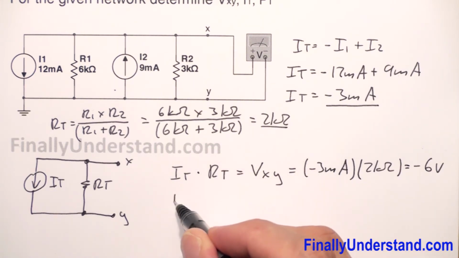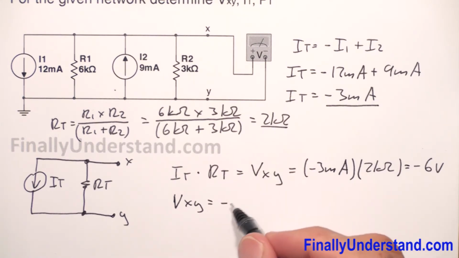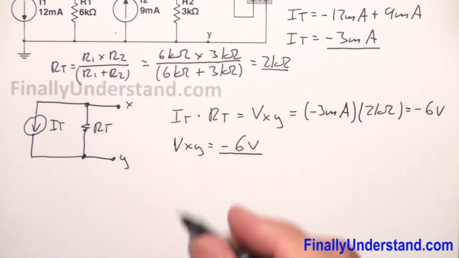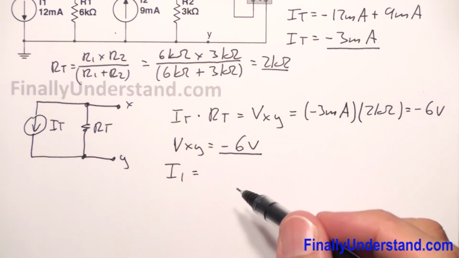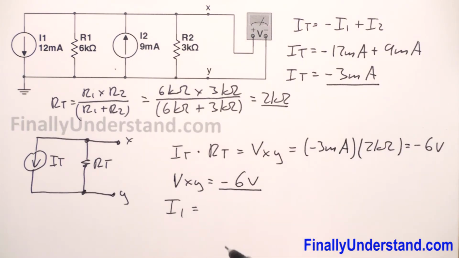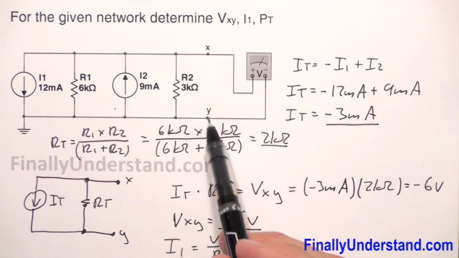So Vxy is equal to negative 6 volts. Okay, so we found Vxy. If I want to find I1, which means the current which goes through resistor R1, I simply divide V1 by R1. Keep in mind that, again, we are talking about the parallel circuit.